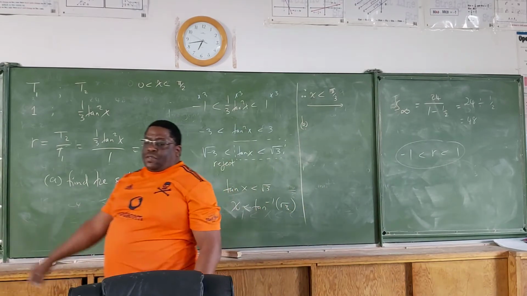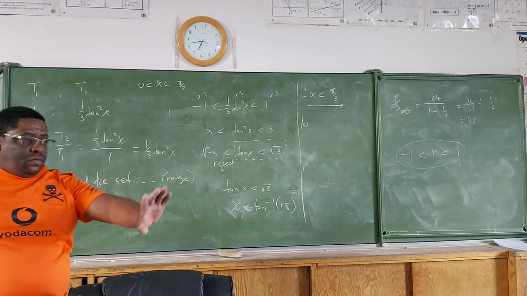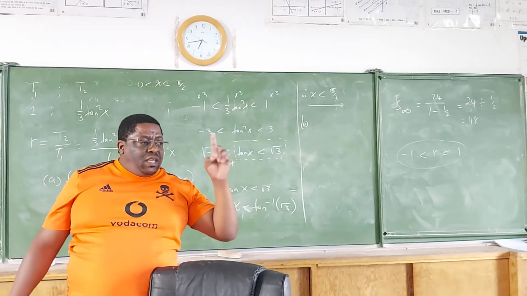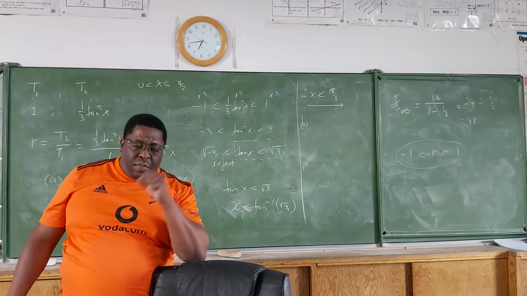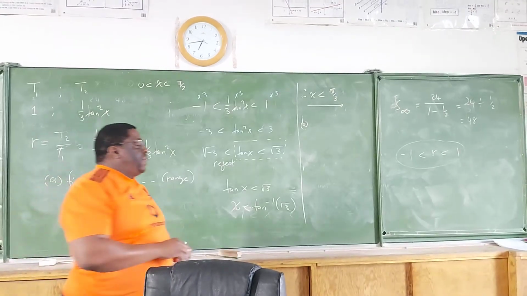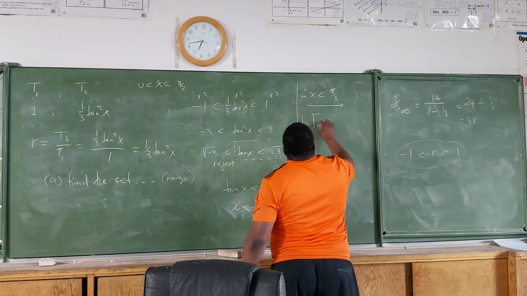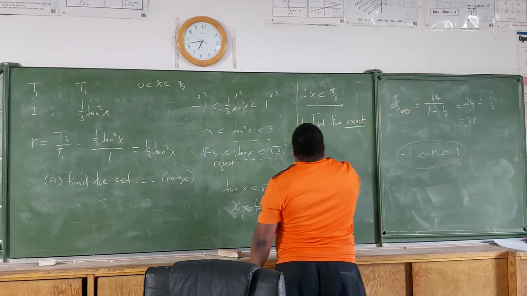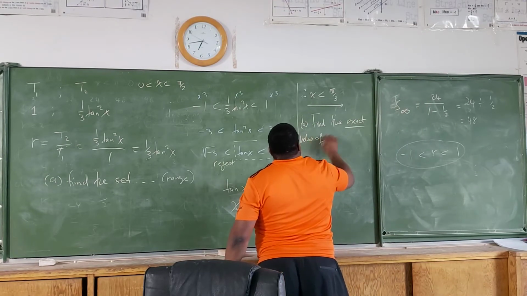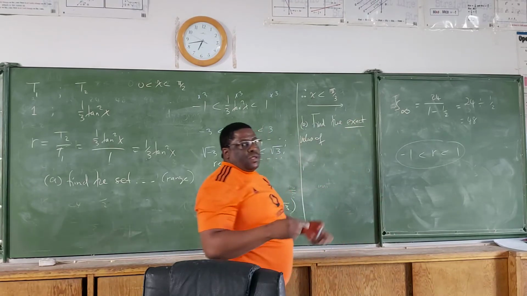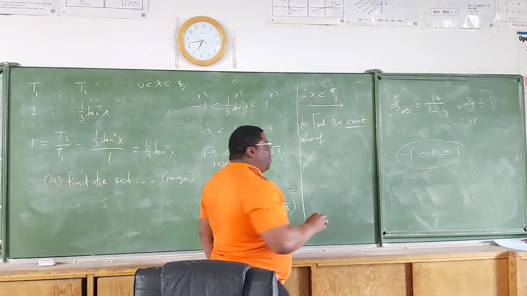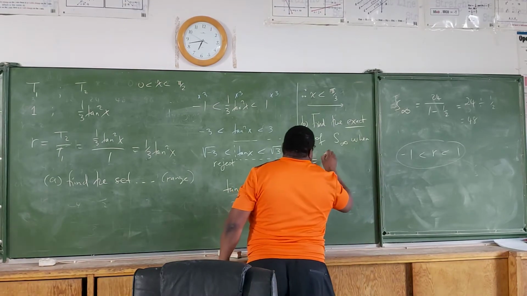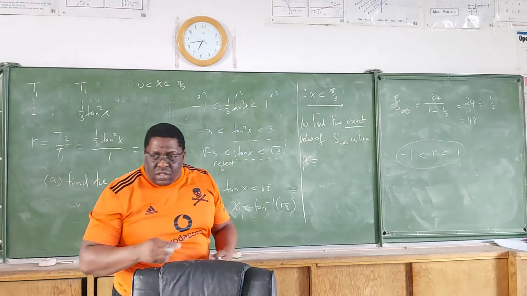Part B of the same question. Are you following? Find the exact value. Maybe I should write that question down. Exact, and underline the word exact, exact value of the sum to infinity when x is equal to pi over 6.